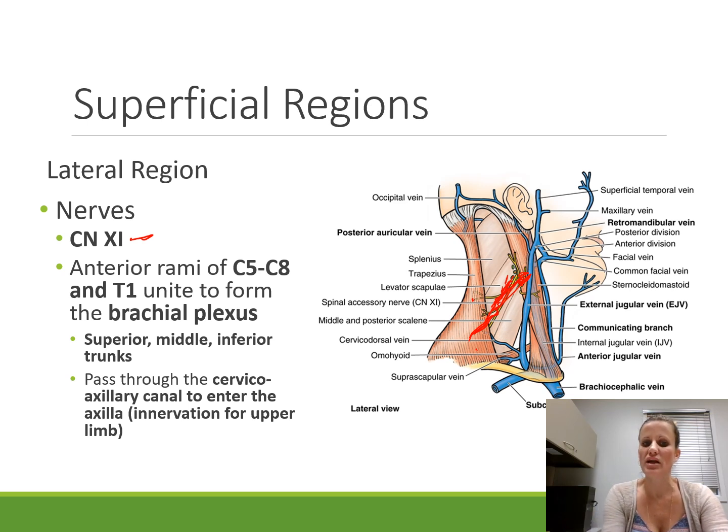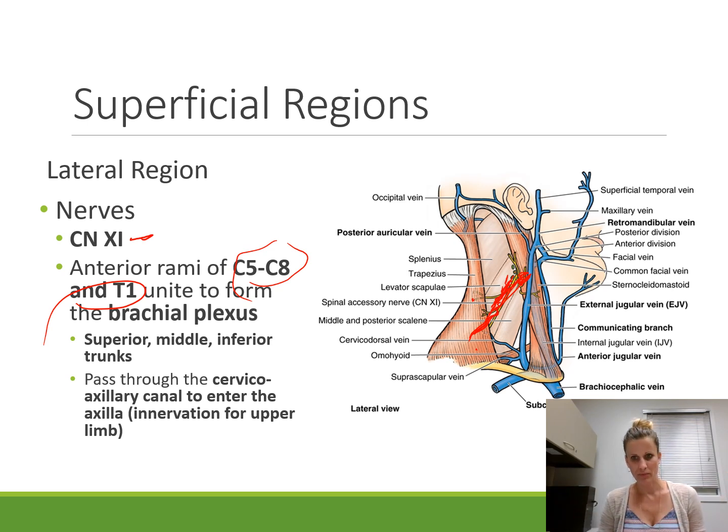So the anterior rami of C5, 6, 7, and 8, and T1 all unite, and it's really big, but they all unite to form the brachial plexus. There are three trunks, right? The superior, middle, and inferior trunk that are the brachial plexus, and they're going to pass through the lateral region, and then they exit the lateral region through the cervico-axillary canal.